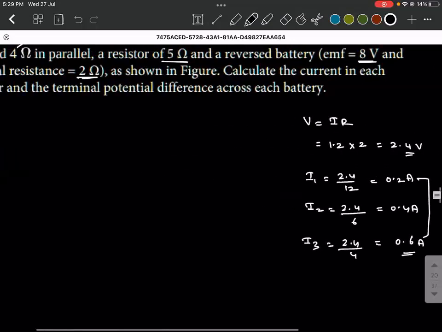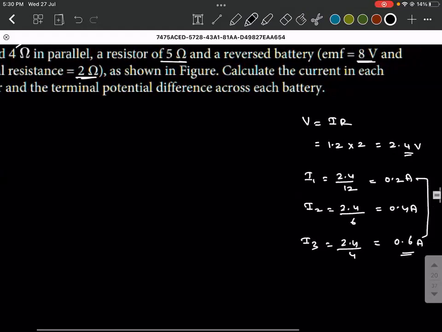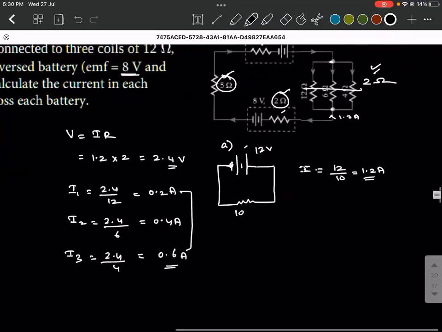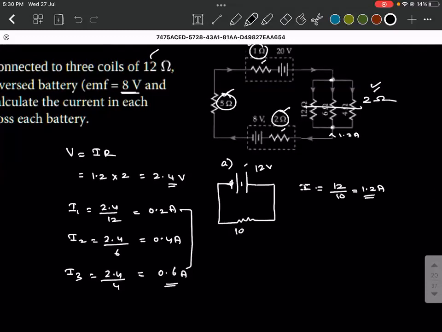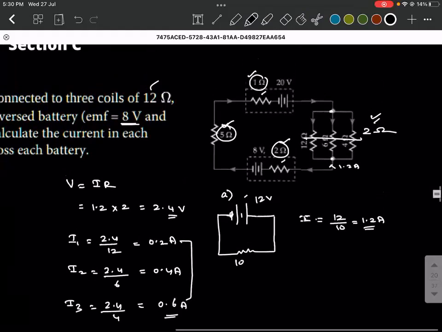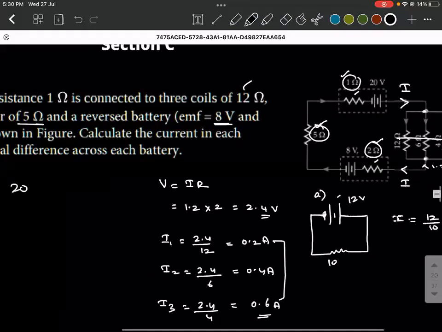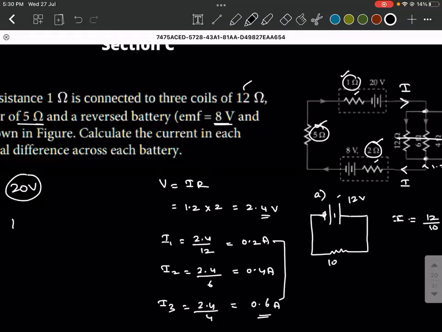What do they ask? Calculate the current and the terminal potential difference across each battery. So you need to calculate the terminal potential difference also. How will you do that? So this cell is getting discharged and the second cell is getting charged. So for the first cell, for the 20 volt cell, what is going to be the potential drop? E minus IR. E minus I into R. E is 20 minus what is the current flowing through it? 1.2. And what is the resistance value? 1. So how much is it going to be? 20 minus 1.2, 18.8 volt is the terminal potential difference across the 20 volt battery.